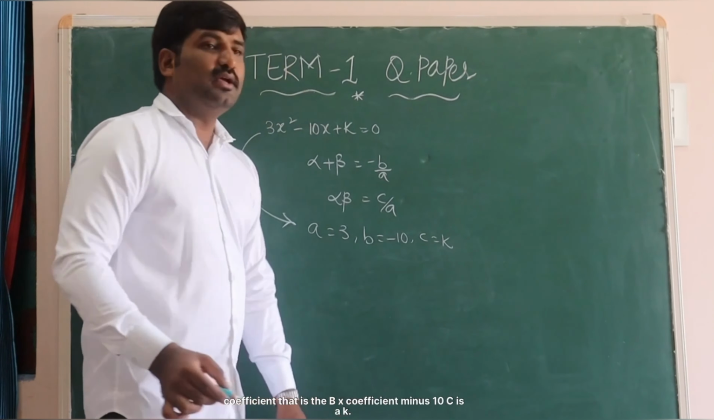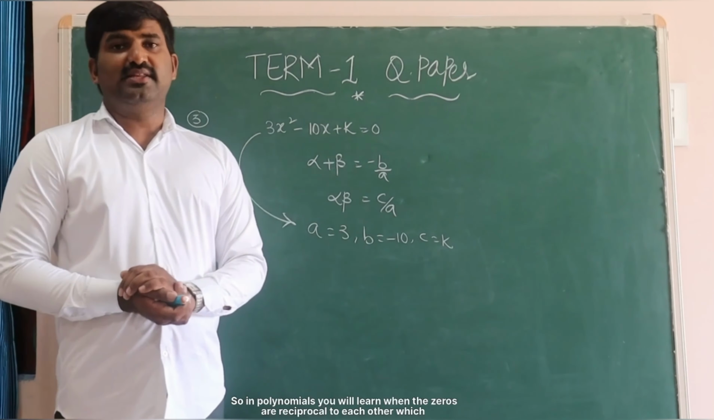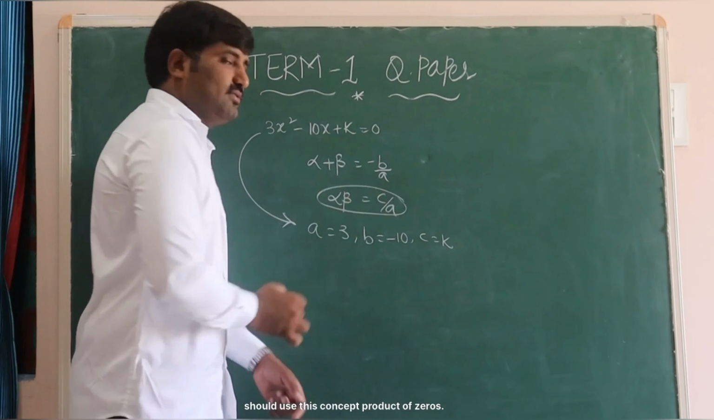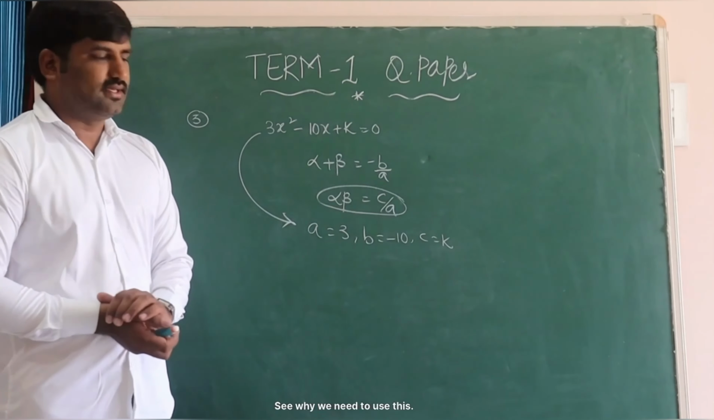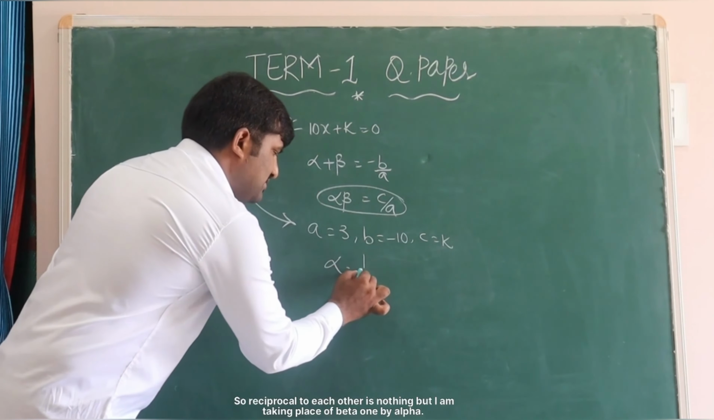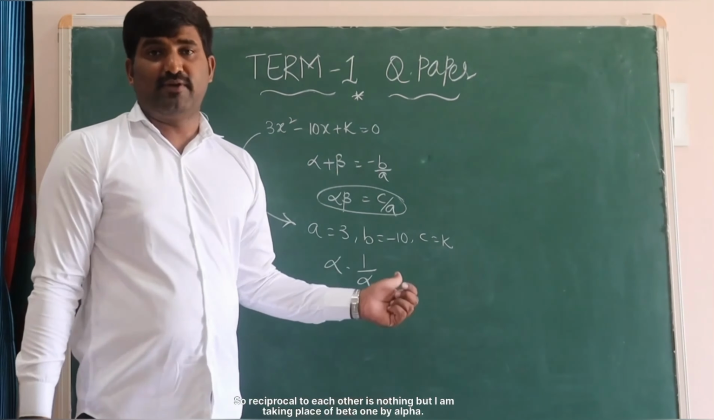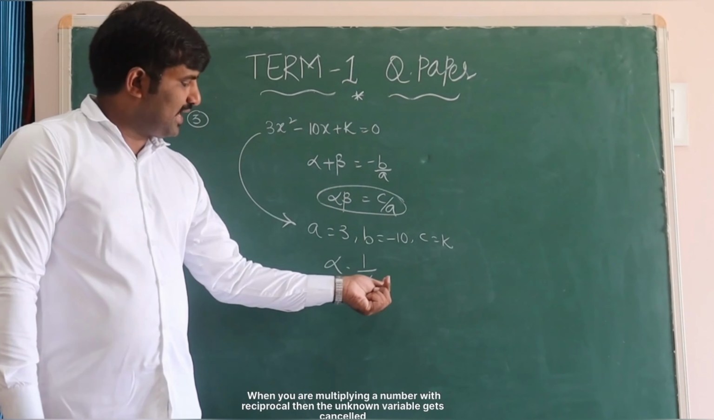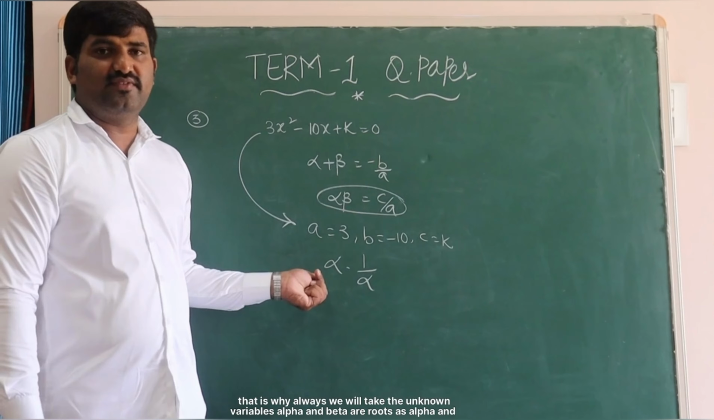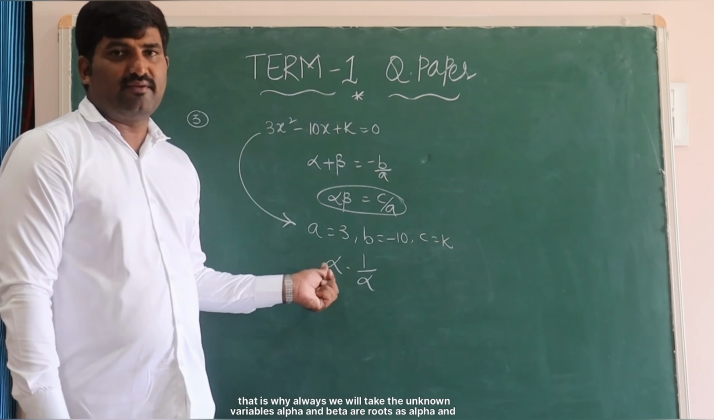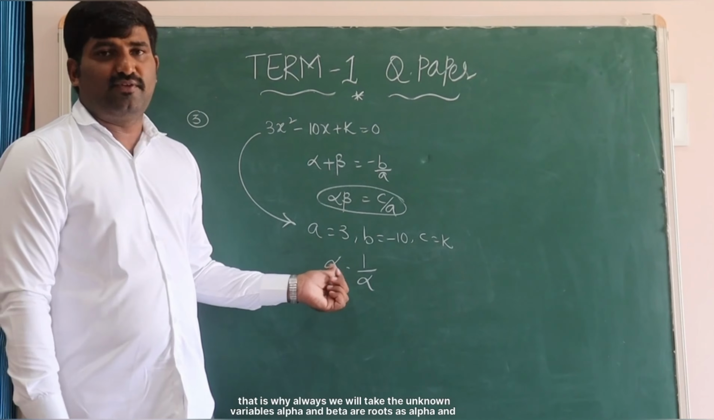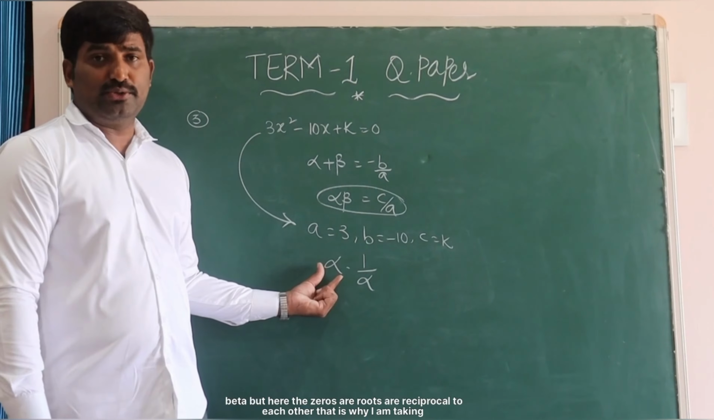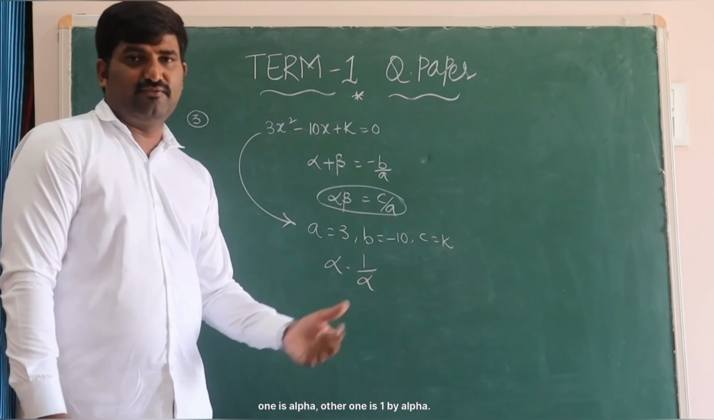Now I am writing the values: x square coefficient a is 3, x coefficient b is minus 10, c is k. So in polynomials you learned that when the zeros are reciprocal to each other, we should use the product of zeros. See why we need to use this. Reciprocal to each other means that in place of beta I am taking 1 by alpha. When you multiply a number with its reciprocal, the unknown variable gets cancelled. Normally we take the roots as alpha and beta, but here the zeros or roots are reciprocal to each other, so I am taking one as alpha and the other as 1 by alpha.